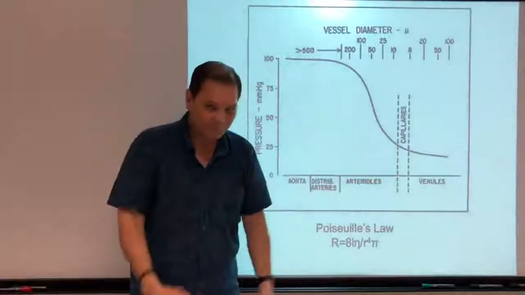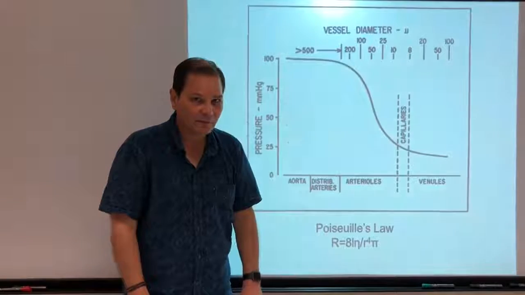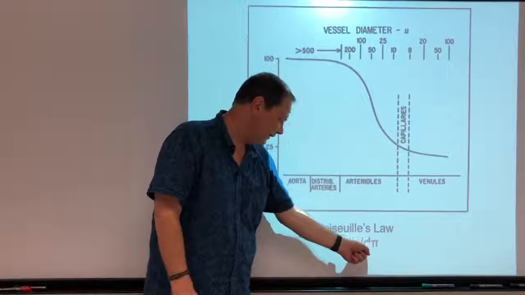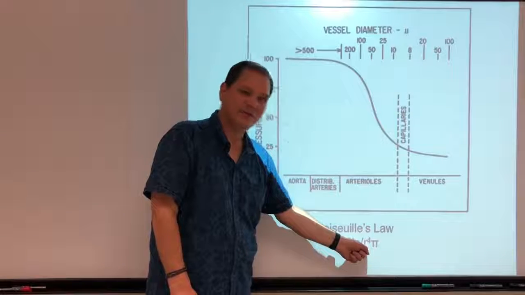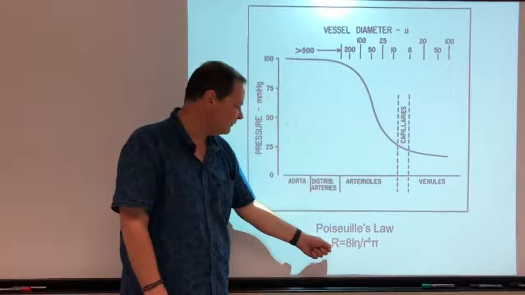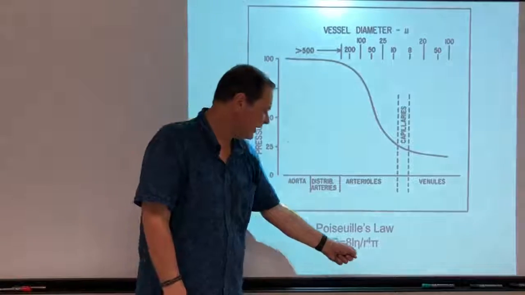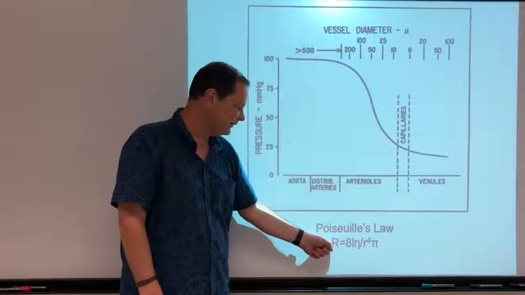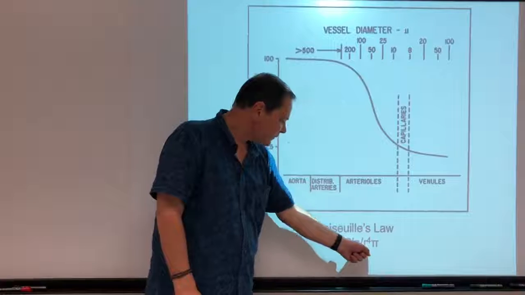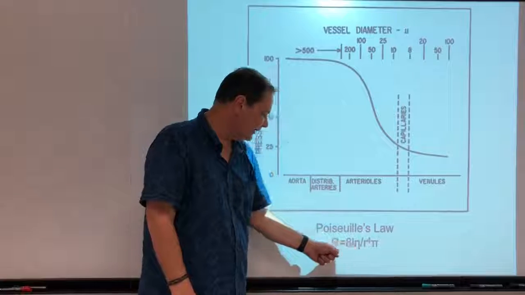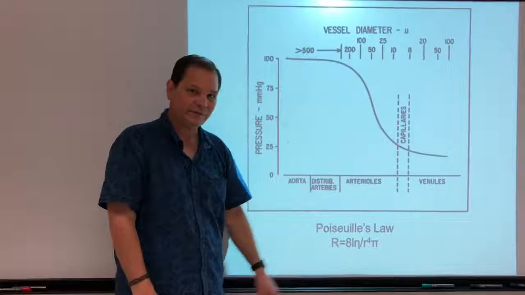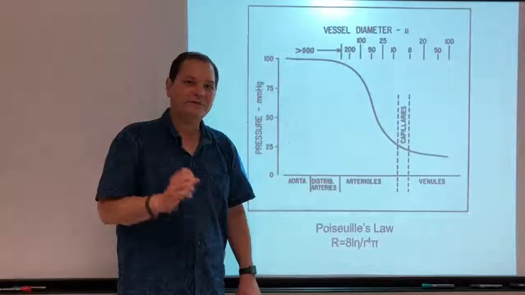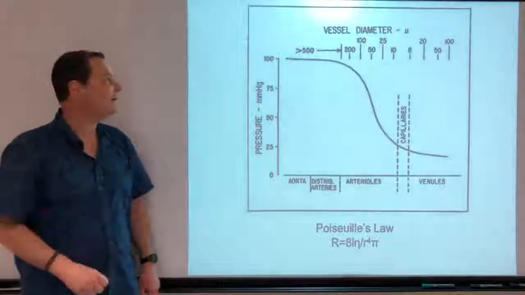But by far, the most important thing to remember, if you're going to remember anything, remember this. Resistance is exquisitely regulated by the radius of the vessel. Small changes in radius make for big changes in resistance. A small increase in radius will cause a large drop in resistance. This is in the denominator. And a small change in radius will cause a big increase in resistance. Radius, physiologically, regulates resistance to flow. Okay? Got it. All right.